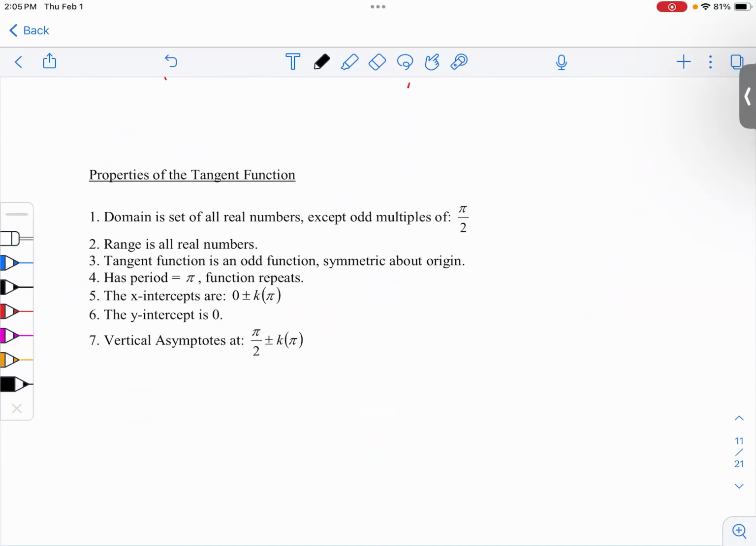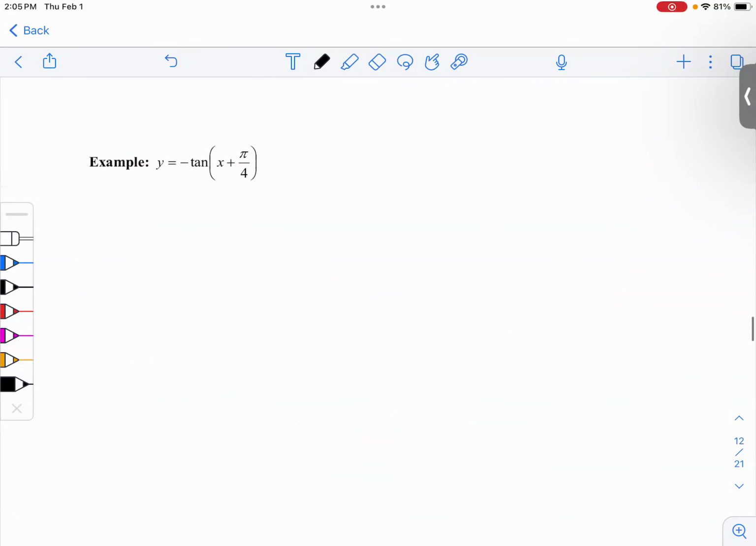All right, so tangent's actually easier than that. All right, and then x-intercepts every time, periodically, and the y-intercept, only going to be one y-intercept, and vertical asymptotes all over the place. So the good news, adjusting tangent, way easier.